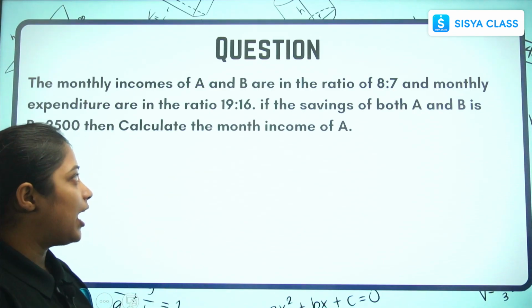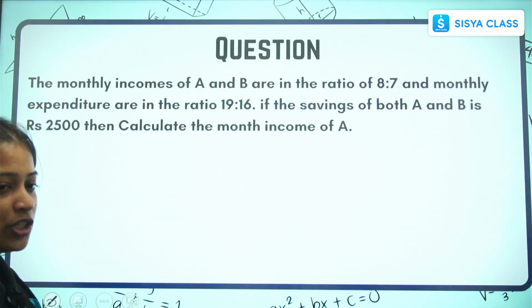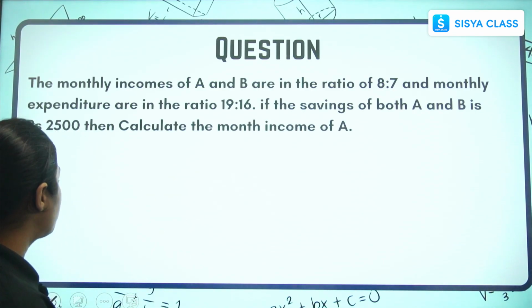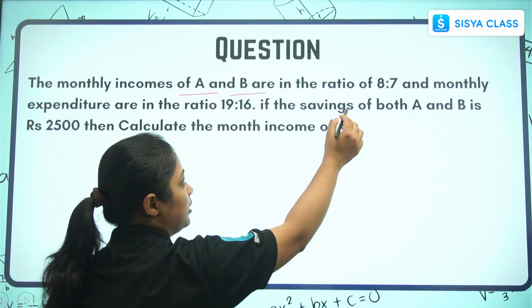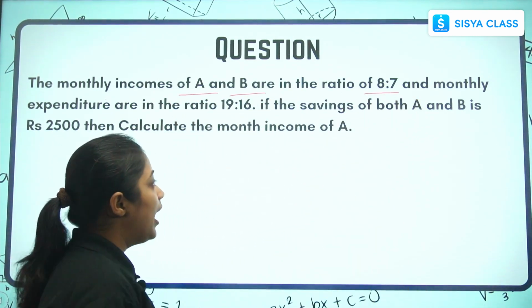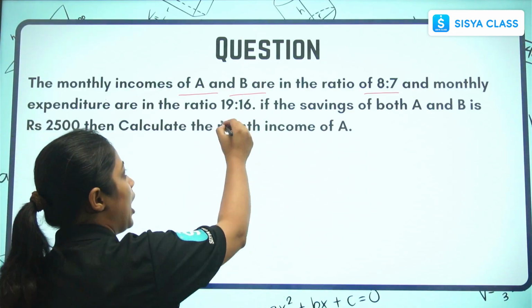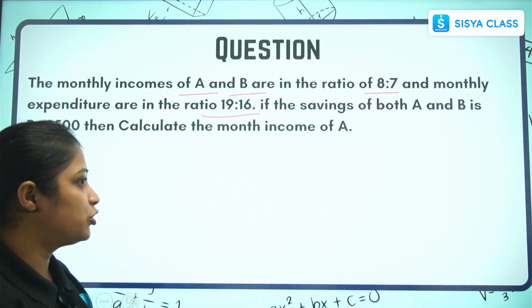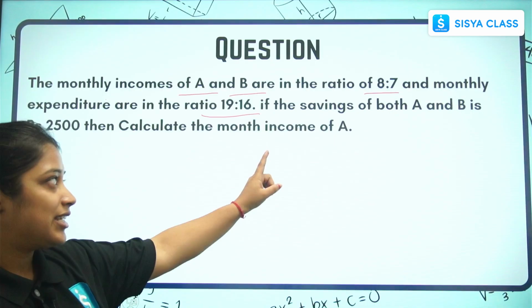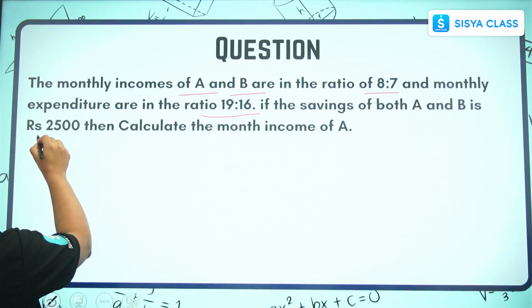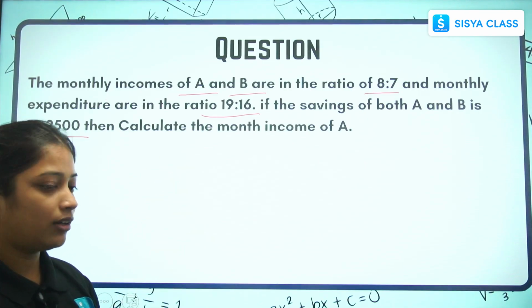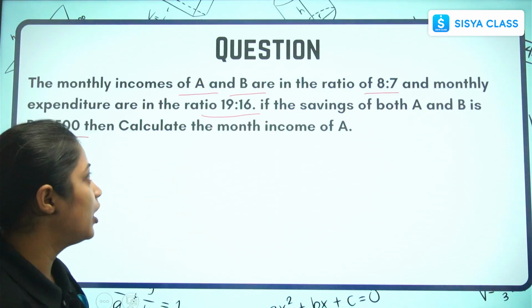Okay, now let's start the questions on linear equations of two variables. The first question is: the monthly incomes of A and B are in the ratio of 8:7 and the monthly expenditures are in the ratio of 19:16. If the savings of both A and B is 2500 rupees, then calculate the monthly income of A.